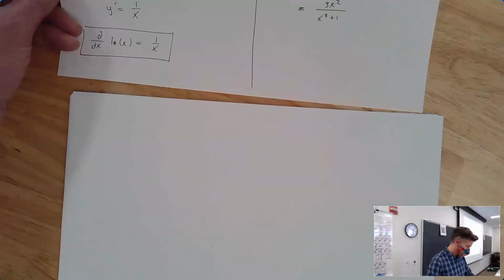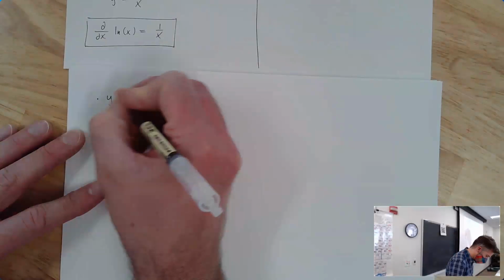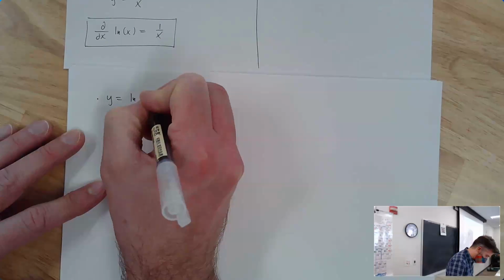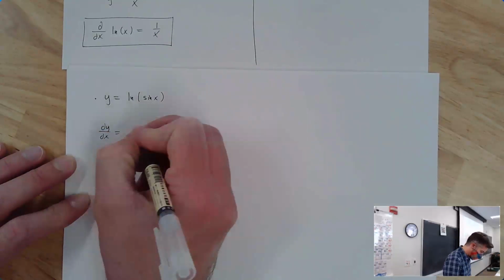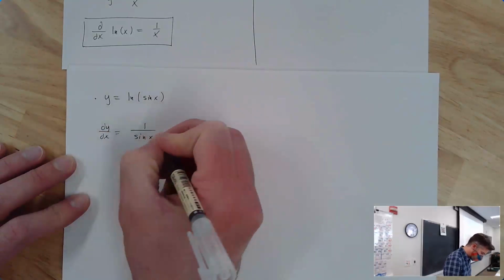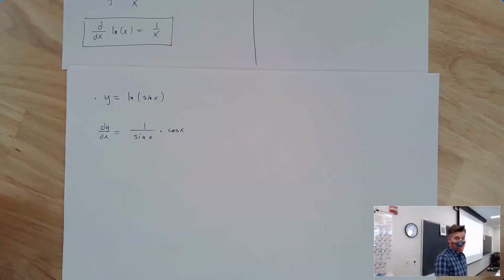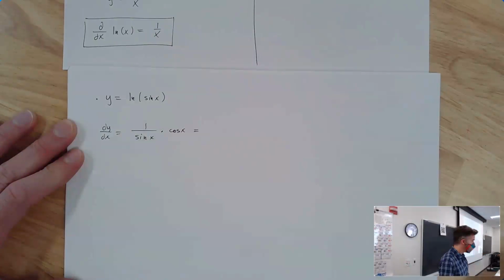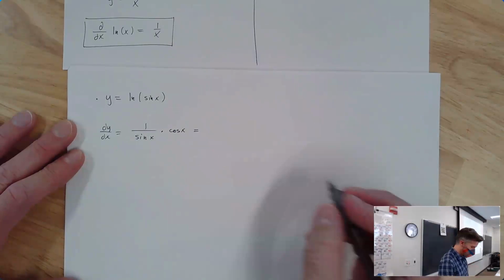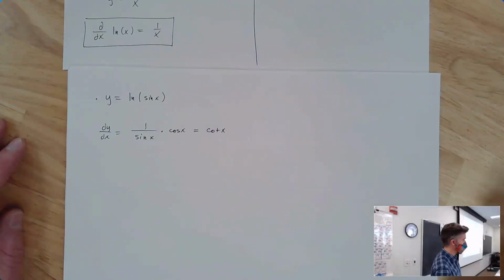Or we could find the derivative of y equal to the natural log of sine of x. So let's see. That's going to be 1 over my stuff times the derivative of the stuff, which is cosine of x. This particular one I did on purpose because we definitely want to simplify this. This simplifies to what? What's cosine over sine? Yeah. So the derivative of the natural log of sine of x is cotangent of x.